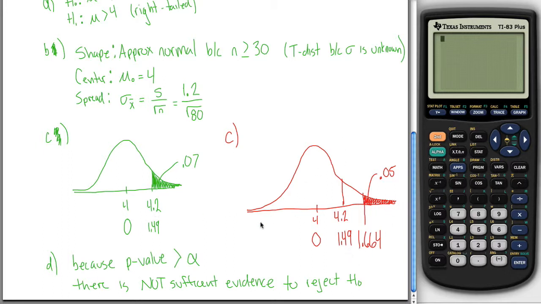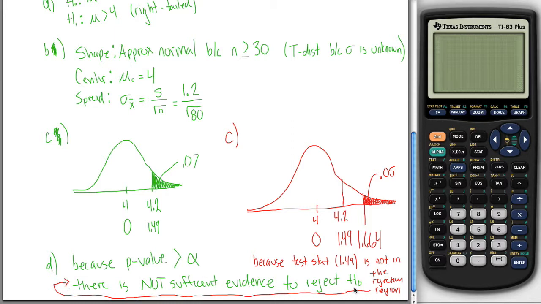So as far as my conclusion, I say because my test statistic, which was 1.49, is not in the rejection region, then I draw this same conclusion. Because it's not in the rejection region, there is not sufficient evidence to reject the null hypothesis. So same conclusion no matter which method you use, just two different ways to go about it.